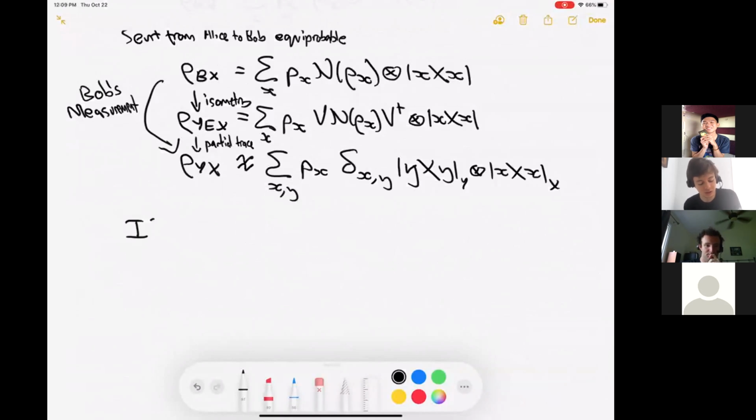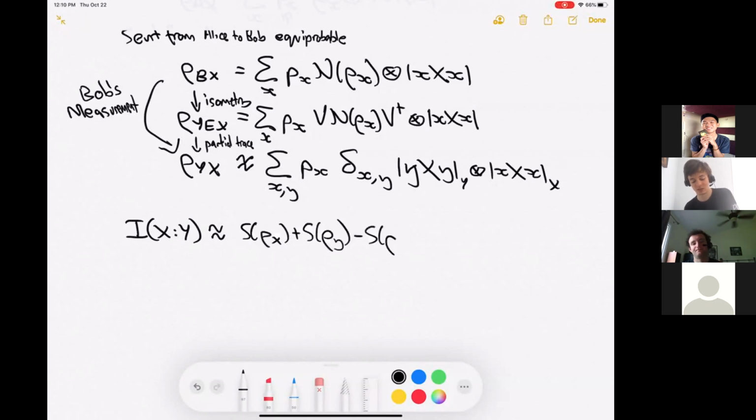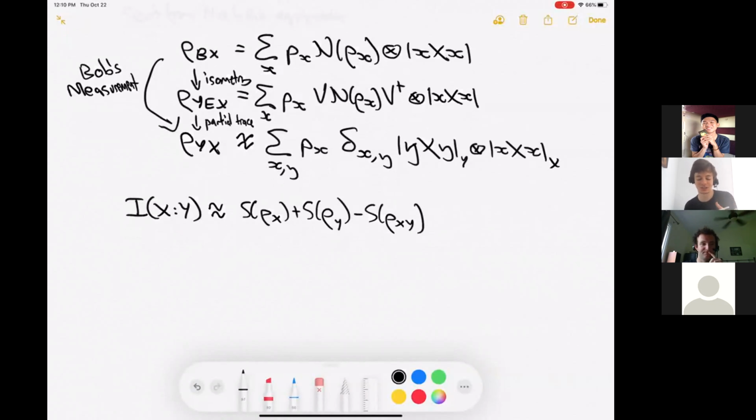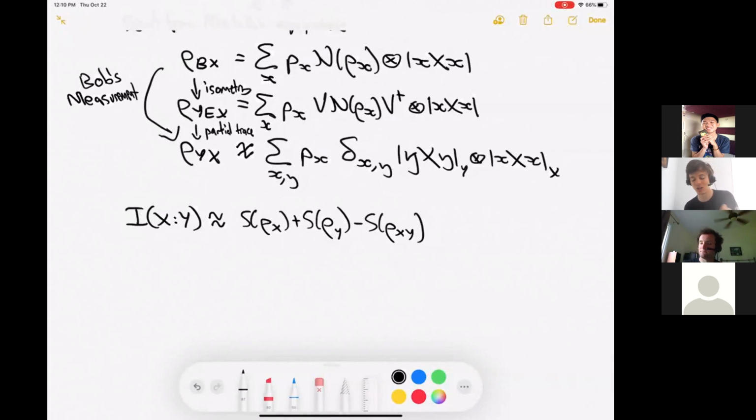So now we can start looking at some entropies. In particular, the mutual information between x and y is equal to S of rho x plus S of rho y minus S of rho xy. The reduced state of y is just sum over x of p x, |y><y|, as is the reduced state of x, and basically the reduced state on xy, just with x equal to y. So all these things are equal.